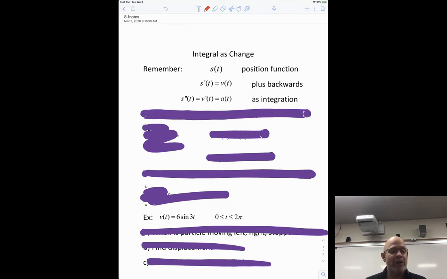So we're going to start with a review one. We've done this before, but we're going to throw some integration into it to help you see the connections. You might remember way back when we did the position function s, the derivative of the position function was velocity. And the second derivative of the position function, or the derivative of the velocity, is acceleration. So, old stuff from derivatives. I wrote a little note over here: position function, and going backwards is integration.